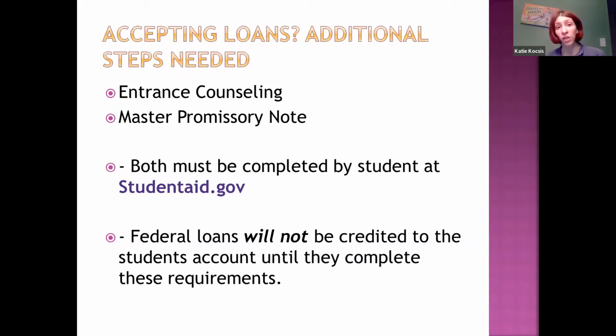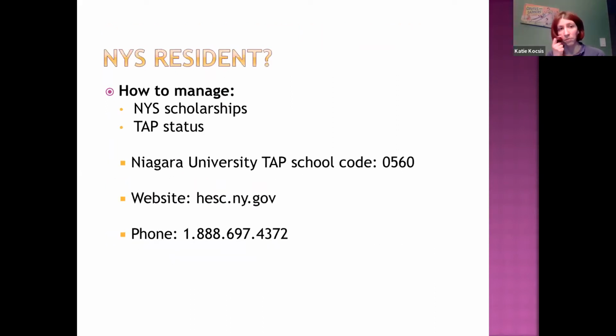But just so you know, you do have to do these 2 things. They're both online. The entrance counseling will probably take about half an hour, so it's more like a tutorial and a quiz. You have to read some stuff and answer some questions. And the master promissory note will probably take you maybe 15-20 minutes. It's just signing off on your rights and responsibilities of having a loan.